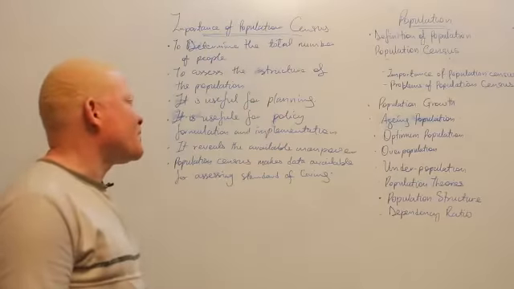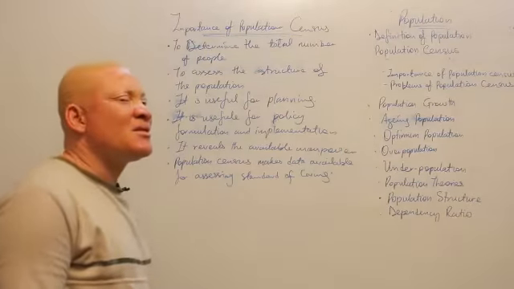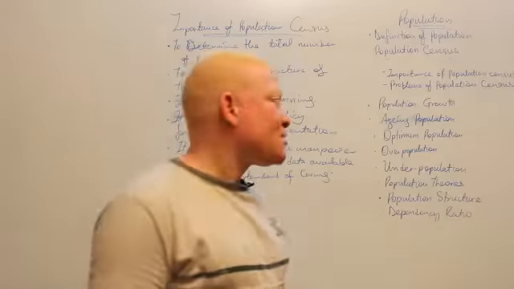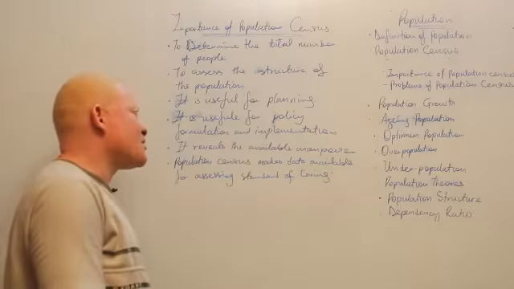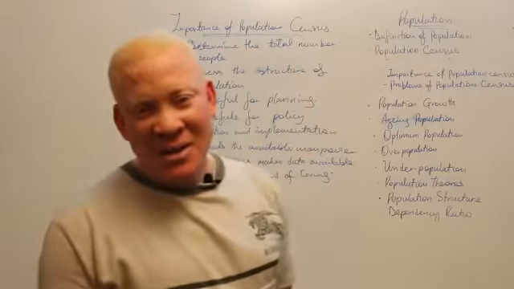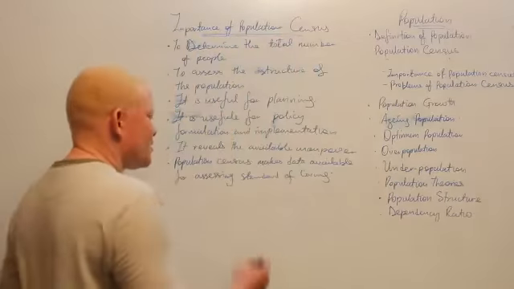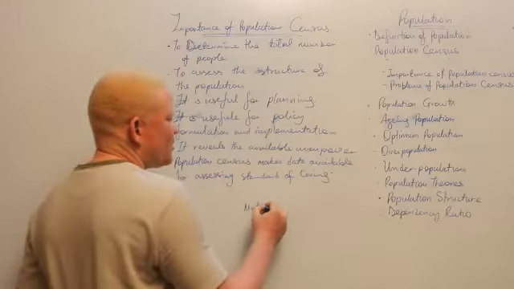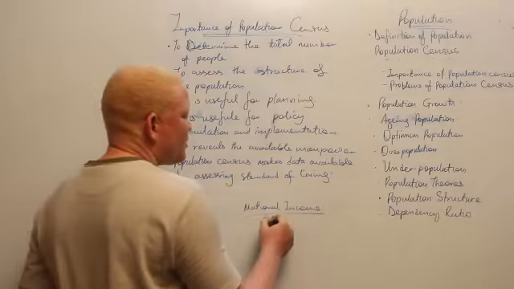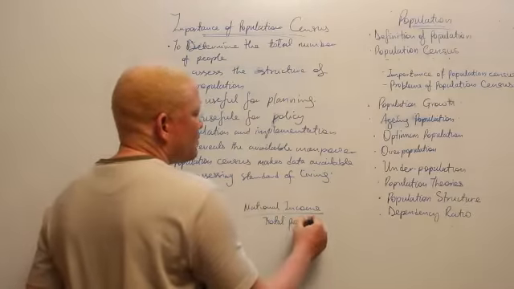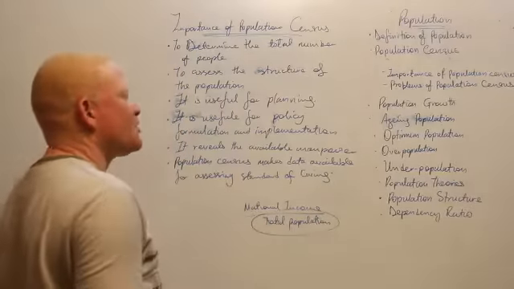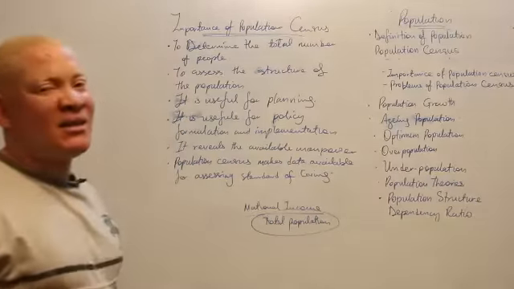Then the next one is that it reveals the available manpower, that is the number of people that fall within the working population. The last is that population census makes data available for assessing standard of living. Standard of living is calculated from your per capita income, which is equal to national income or GNP divided by total population. So without the population census to give us this figure, there won't be a per capita income to calculate.